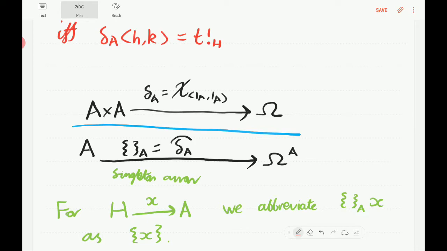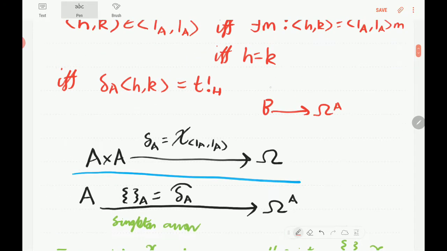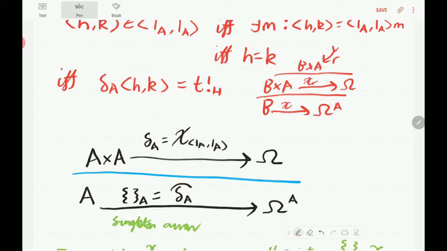If we're working in the category of sets, well, in general, let's say we have an arrow from B to omega to the power of A. Well, we're going to have some arrow from B times A to omega, and then essentially this is really going to correspond to a sub-object R of B times A, and then this is going to be the classifying arrow of it, and this is going to be the transpose of it.